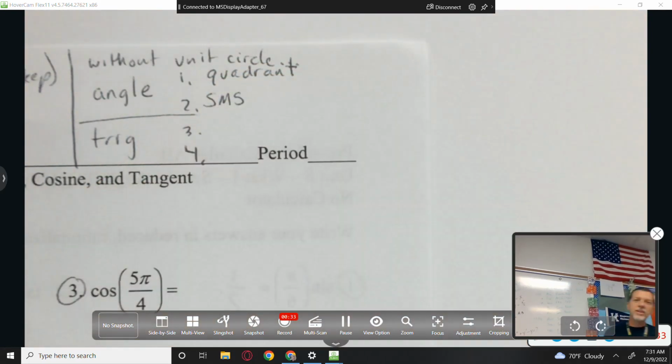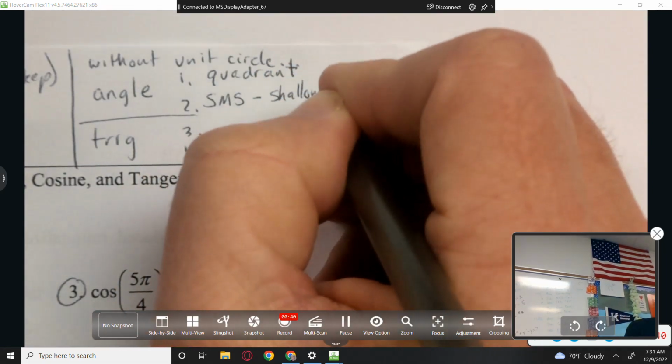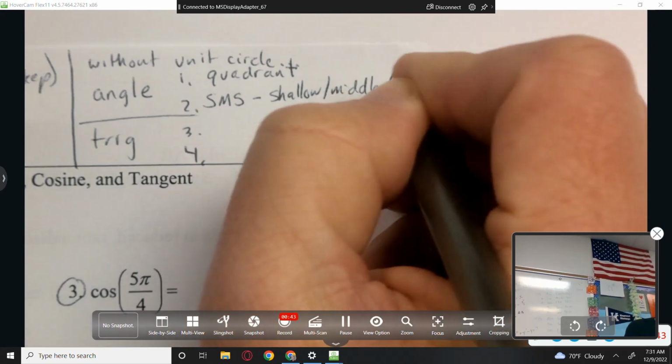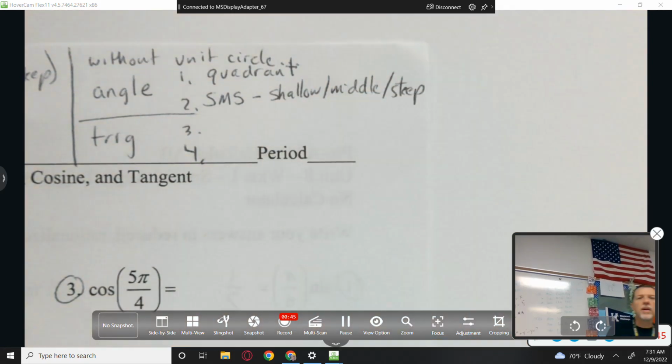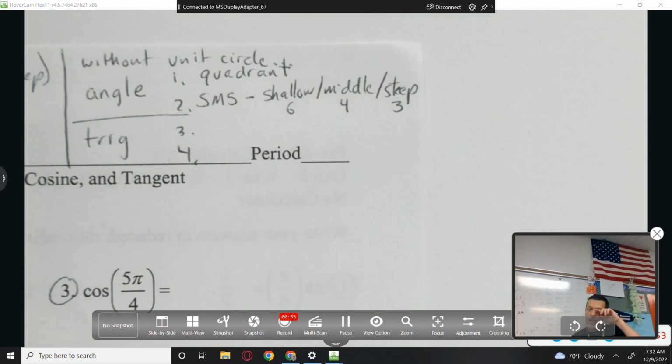Then you have to think about SMS. And I don't mean like the text messaging abbreviation thing. I mean shallow, middle, steep. But that's not really that hard because that's 6 and 4 and 3, right? Over 6 is shallow, over 4 is middle, and over 3 is steep. So step 1 and 2, the combination of those two gets you an accurate picture because you're in the right quadrant and you're the right shallow, middle, steep.